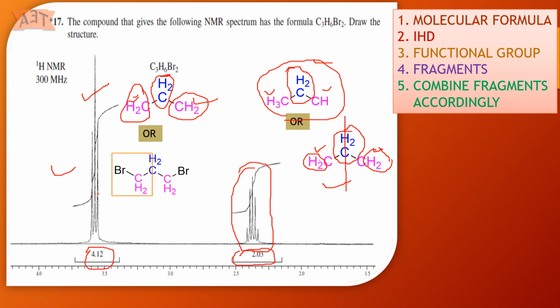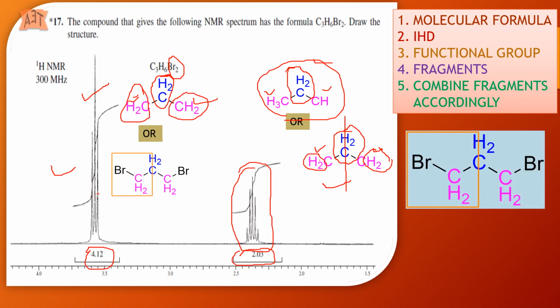Let's move. Okay, so this is the structure. Why am I saying that this is the structure? Because there are 2 bromines also present. So you can see here the CH2 and CH2. This carbon is attached to Br and this carbon is attached to Br. So the final structure is this.